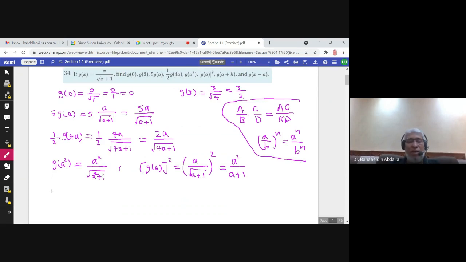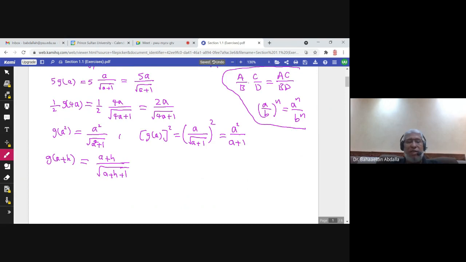G of a plus h. Well, again, I go to g of x and replace x by a plus h. So a plus h over, I have also x in the denominator, so I replace it also by a plus h, so that's the answer.